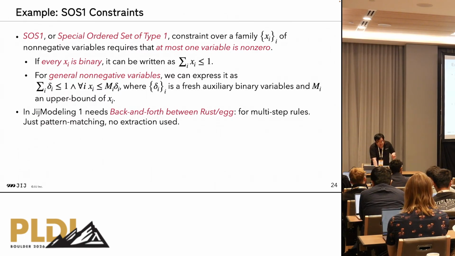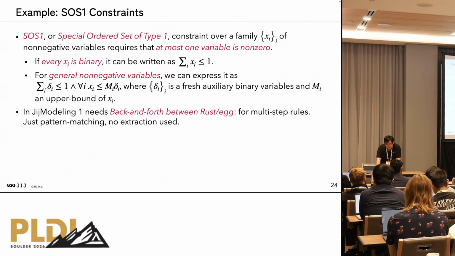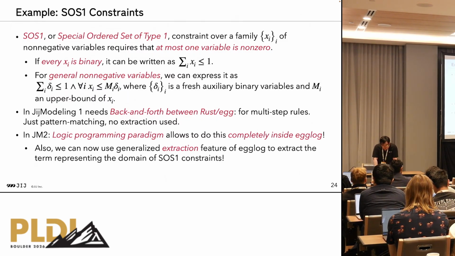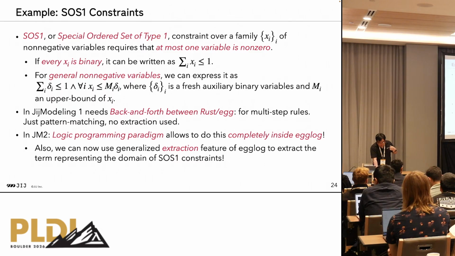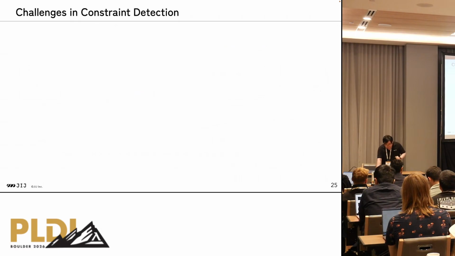multi-step rule, JijModeling 1 needed to go back and forth between egg and Rust, and we also didn't make use of extraction features there. In contrast, in JijModeling 2, Egglog's logic programming paradigm allows us to do this completely inside Egglog, and we can also use the generalized extraction or querying feature to extract a term representing the domain of the detected SOS1 constraint. Okay, so there are two main challenges.